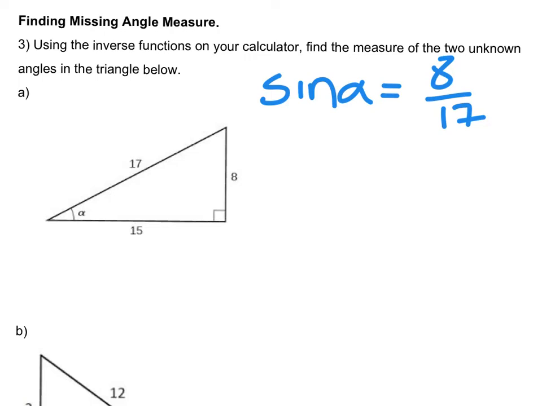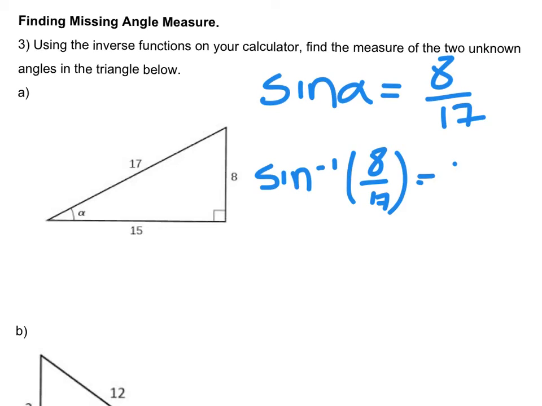Okay, so this is where you use the inverse function. So what I'm going to type into my calculator is sine inverse of 8 over 17. And that's going to tell me what the angle is. So I'm basically asking my calculator, what angle has 8 over 17 as its sine ratio? So you press shift sine, and you can put in parentheses 8 divided by 17, and it gives you 28 degrees.